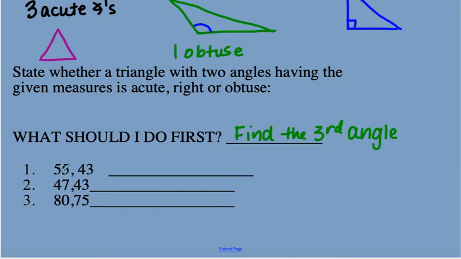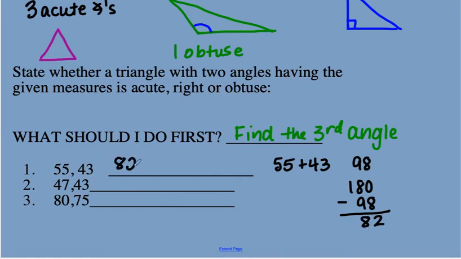All right, to find the third angle, I would do 55 plus 43. If those were the two angles, that's going to give me 98. So then I would do 180 minus 98, which is going to give me, what is that, 82? Yeah, so 82. So I look at the three angles. I don't see an obtuse angle. I don't see a right angle. I see three acute angles. So this would be an acute triangle.